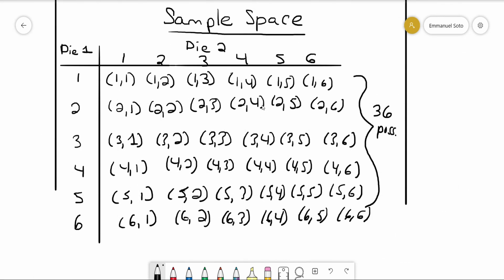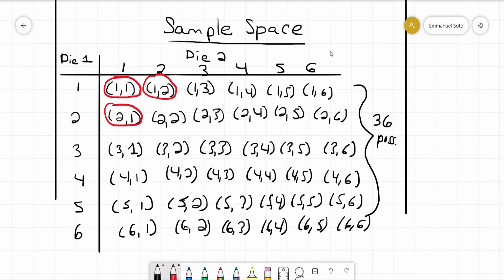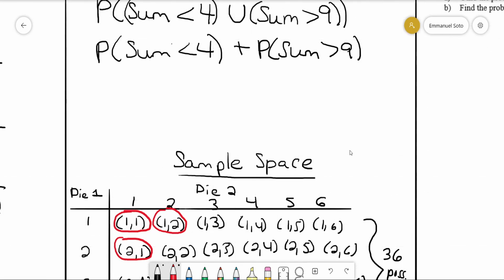So in this case, let me do that in red. So a sum that's less than 4. So that would be like 1 plus 2, that's less than 4. When we add those two numbers together, that gives us 2. That's not less than 4, so we're not going to circle that. This one right here is less than 4. And those are the only possibilities, so that's 3 out of 36 for a sum that is less than 4.